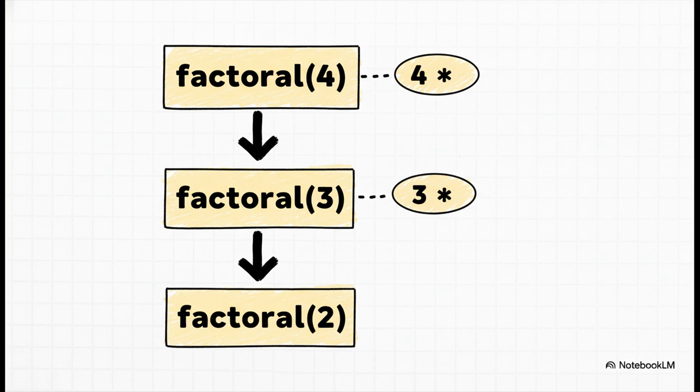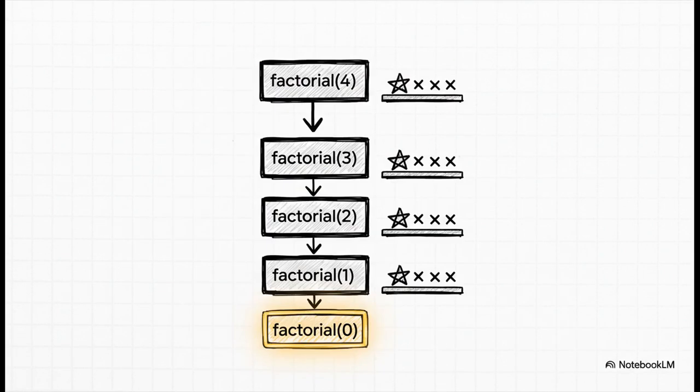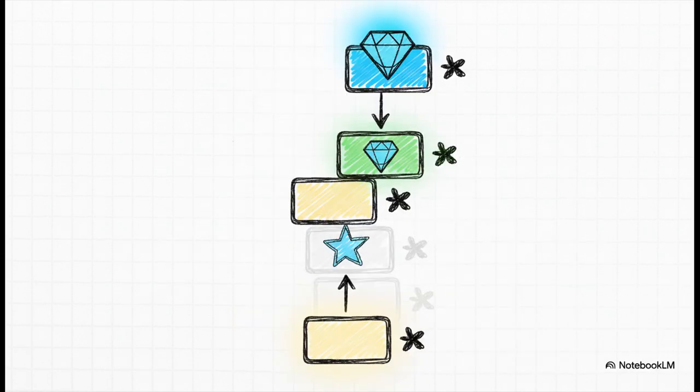We're adding another layer to this whole waiting game. And this just keeps going all the way down the rabbit hole. Factorial of 2 calls factorial of 1, and factorial of 1 calls factorial of 0. We've built this whole chain of operations that are all waiting for an answer. And now, finally, with factorial of 0, we have hit our base case. The recursion stops. And this is the magic part, the unwinding.